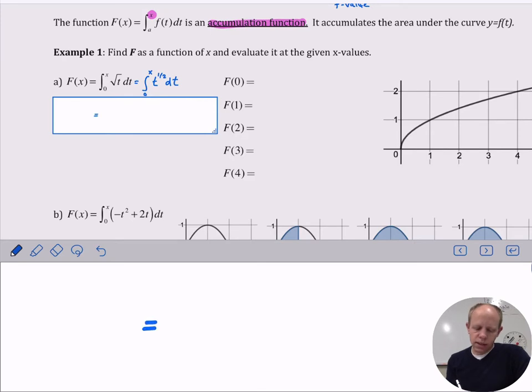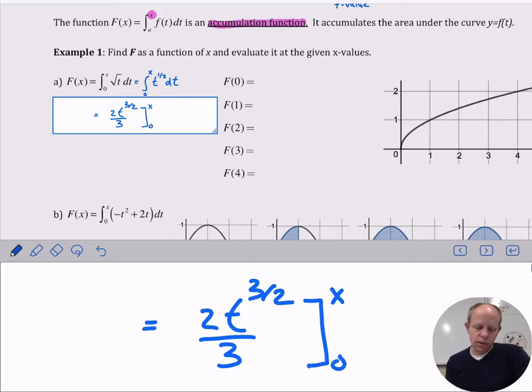And so we're going to raise the power by 1. That'll go to the 3/2 power. And we're going to divide by the 3/2, which in this case we're going to multiply by 2/3. That'll make it a little bit easier. And then we want to evaluate this from 0 to x, just like we did with the fundamental theorem of calculus there.